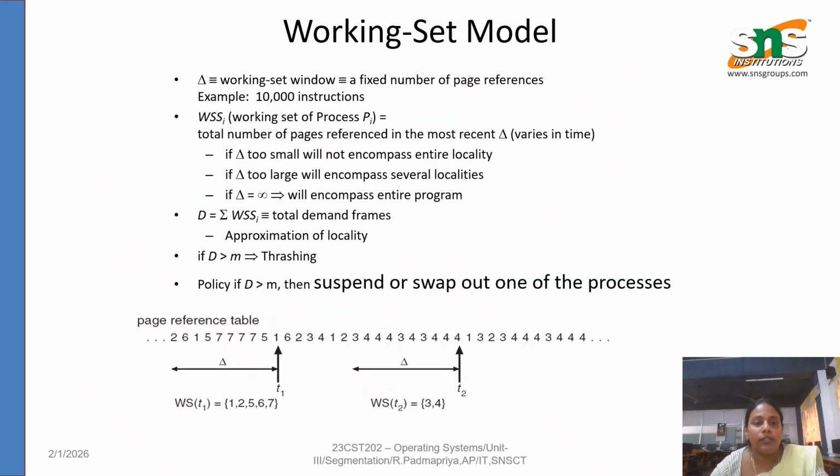Here is the working set model. The working set window is a fixed number of page references. For example, take process 1, which can have 10,000 instructions. The working set of process Pi is the total number of pages referenced in the most recent delta time. If delta is too small, it will not encompass the entire locality. If delta is too large, it will encompass several localities. If delta is infinite, it will encompass the entire program.